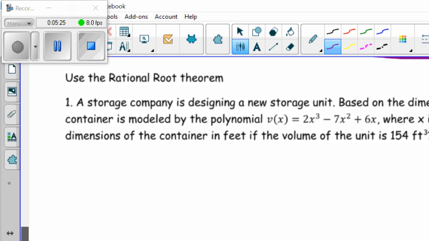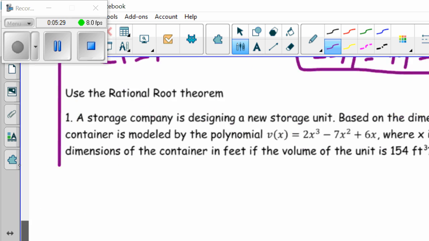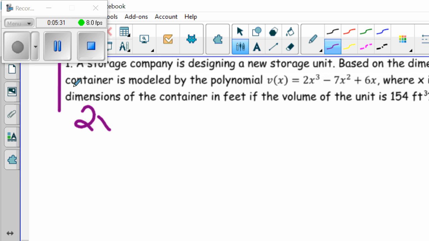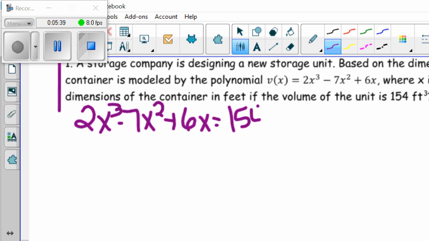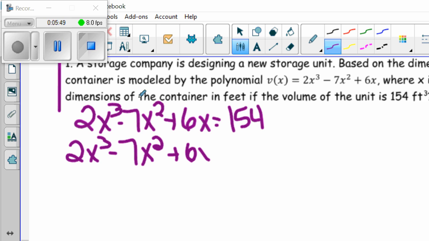Okay, so I want to take the equation that they gave me, 2x cubed minus 7x squared plus 6x, set that equal to the volume that they told me, 154. I'm going to solve that, so I want everything on the same side, so I'm going to move my 154 over. 2x cubed minus 7x squared plus 6x minus 154 equals 0.